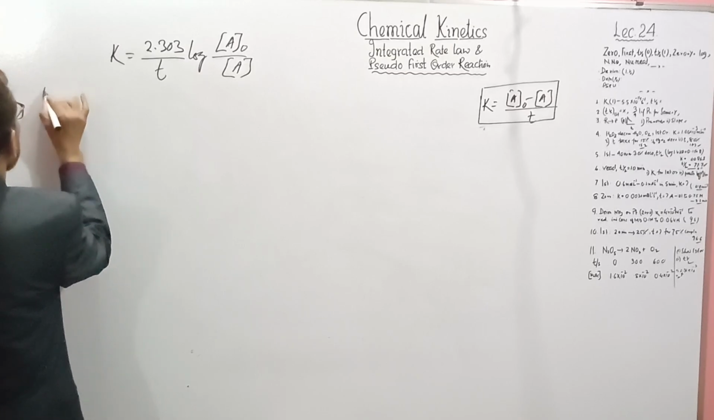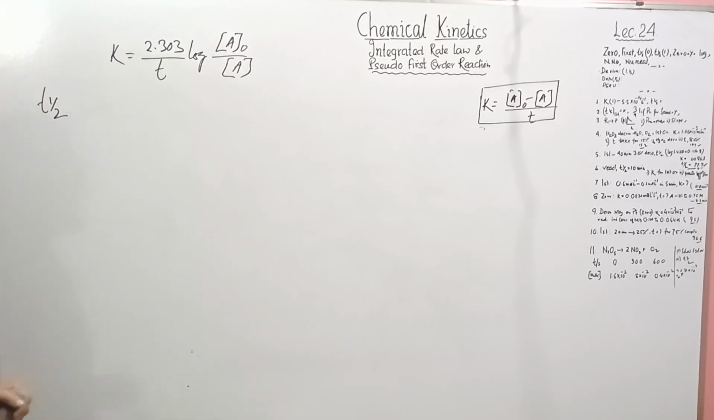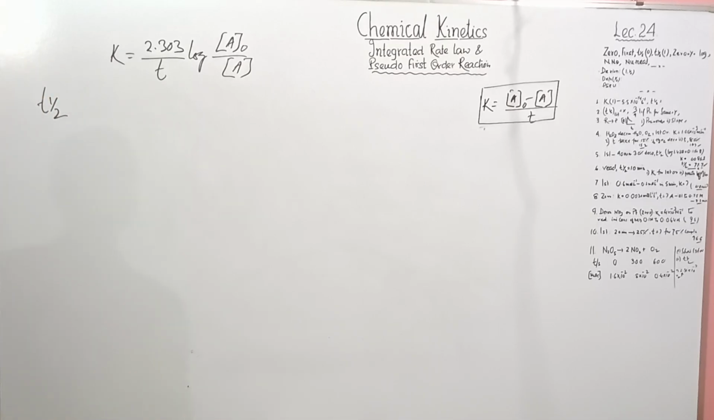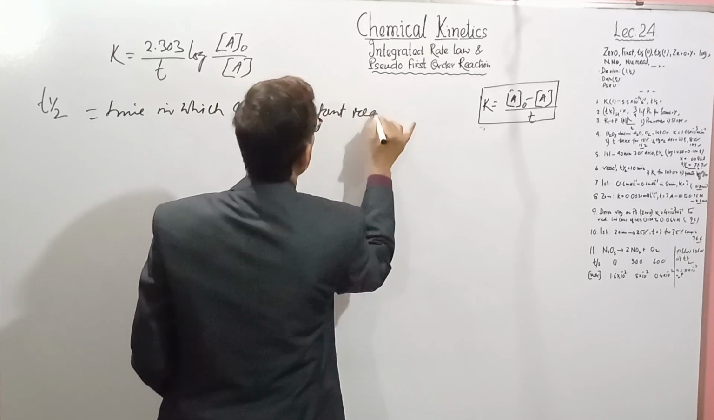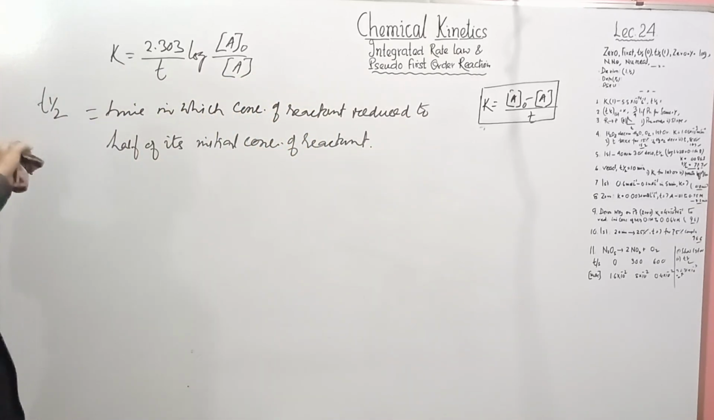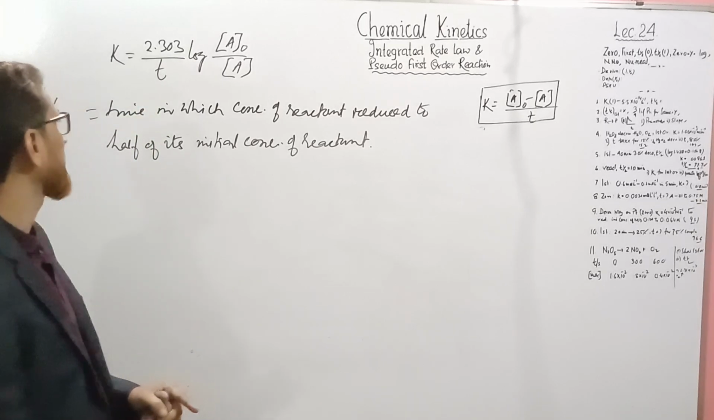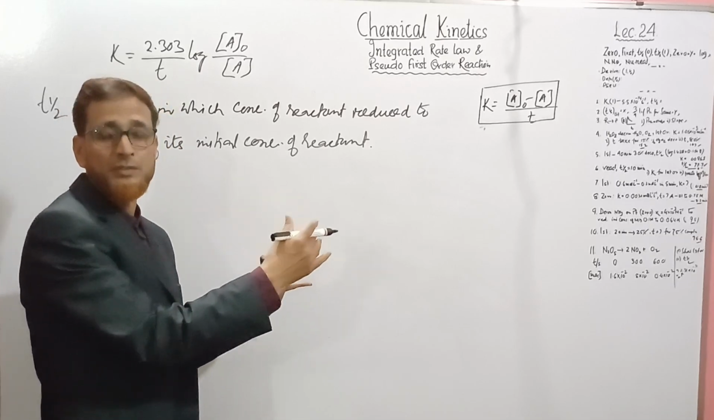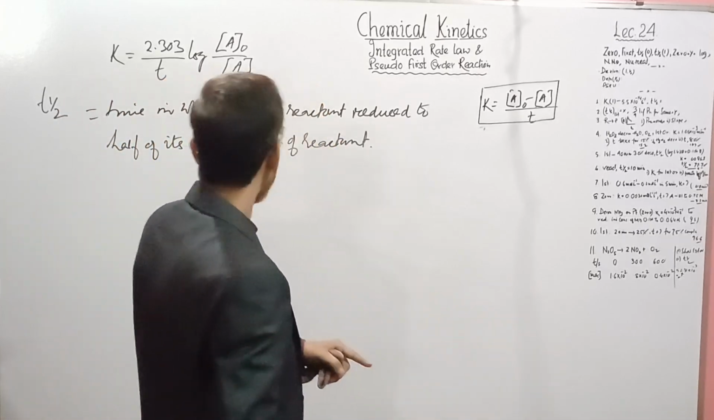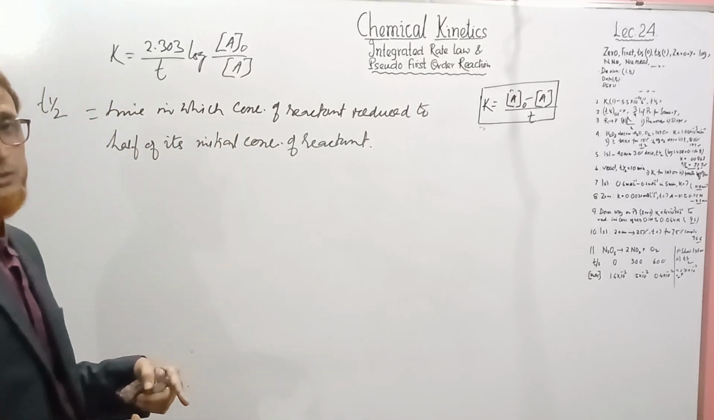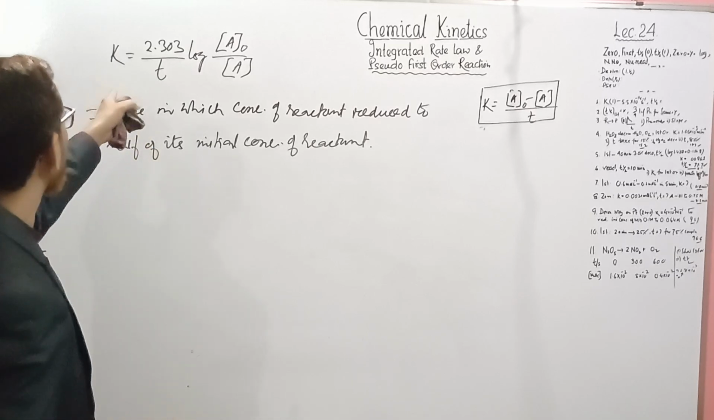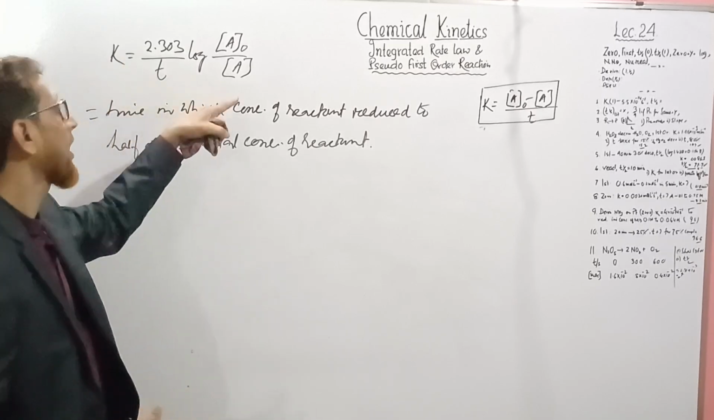Now let us define T half. T half is the time after which the concentration reduces to half. So in short, for first order reactions, I am taking the time in which the concentration of the reactant reduces to half of its initial concentration. Initially it was some concentration; after some time that concentration becomes half, and the time in which the initial concentration reduces to half is called the half-life period.